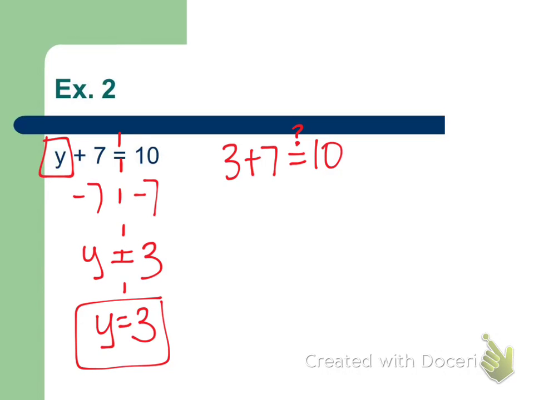Well, hopefully we all know, or we can use a calculator to tell us that 3 plus 7 is 10. And 10 equals 10. So that means I got it right. I checked myself. So if it ever says to check your work, or check your answer, check your solution, that's what it means. Take it, plug it back in, do the math, see if it comes out correct.